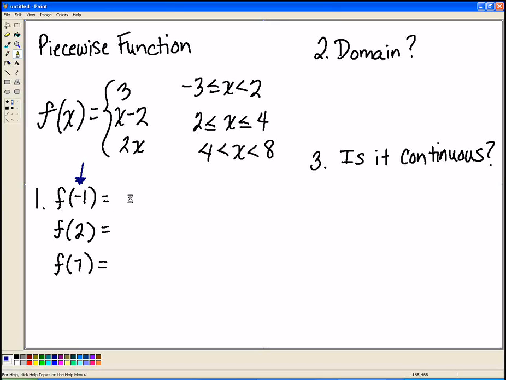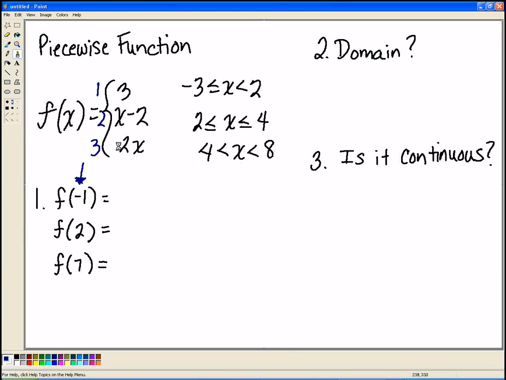So the way that piecewise functions work is that they're defined in pieces. Here's piece 1, and here's piece 2, and here's piece 3. The first piece only works when x is from -3 to 2. So when x is from -3 to 2, I'm going to evaluate the function using this first piece. The second piece works when x is between 2 and 4. So if x is equal to 2, and equal to 4 or anywhere in between, I would evaluate the function using this second piece. The third piece works when x is between 4 and 8.